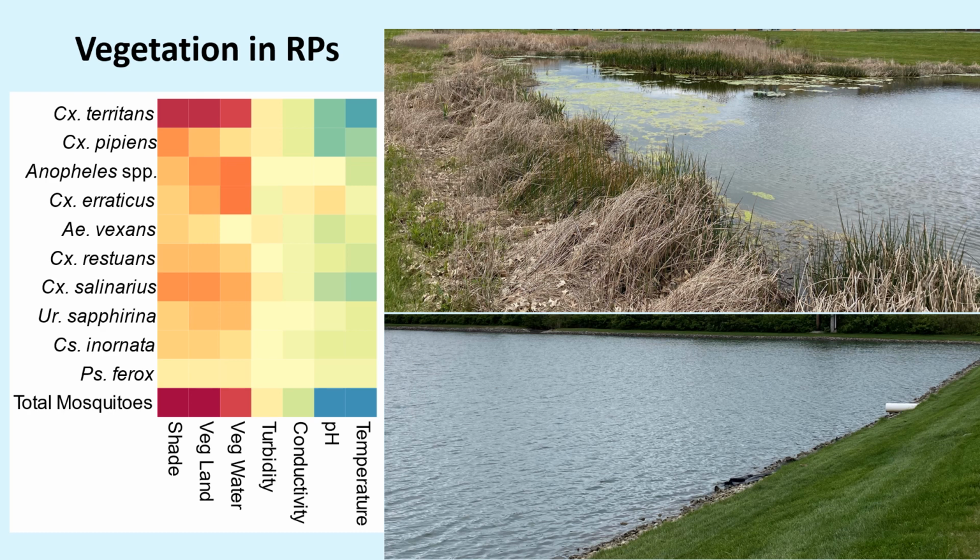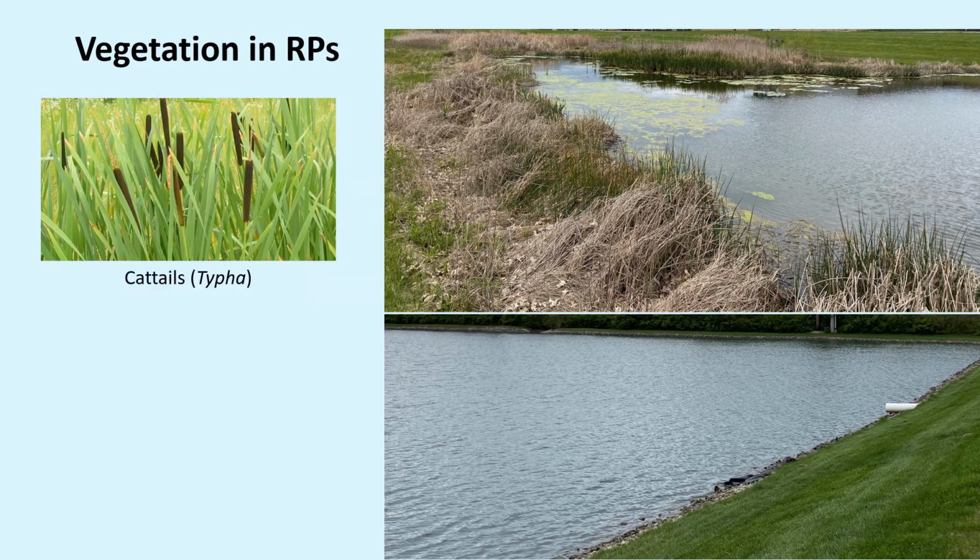There's also some algae growing in the water, and on the other hand, on the bottom image, there is really almost no vegetation right where the water meets the land. There's actually a rock border, and in some cases, the grass goes all the way up to the edge of the water, but there's no tall vegetation. And there's almost no algae in that pond as well.